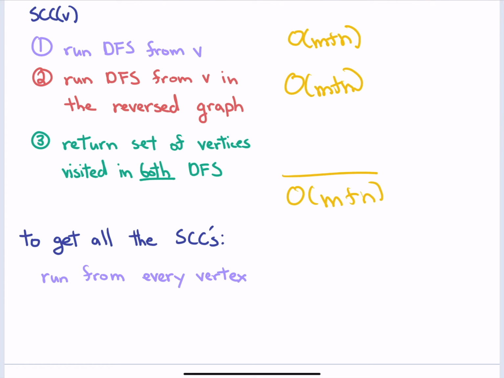In the worst case, you might be running it from a lot of vertices, though. So overall, your running time would become n times m plus n, so roughly mn time. The question is, can we do better? Right now we know how to get a single strongly connected component in linear time. I can just run that over and over again until I get all the strongly connected components. Can I do something faster than that?